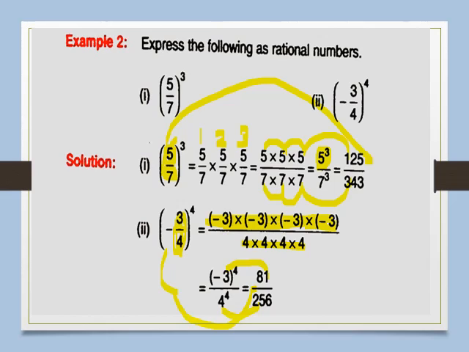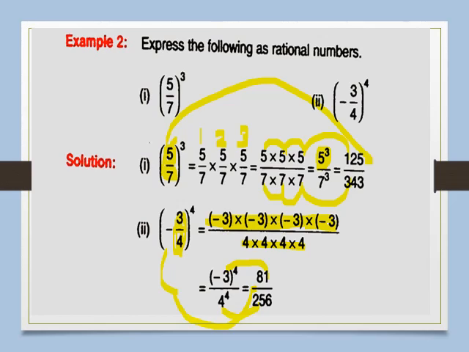How many times is it in the exponential form? It is 3 times. So we will write it again as 5 raised to the power 3. Now 5 raised to the power 3 means what? 5 5s are 25 and 25 5s are 125. So the answer is 125. Now the denominator: 7 7s are 49. And 49 into 7 means 343. So in this way we will convert 5 by 7 cubed into 125 upon 343, that is a rational number.